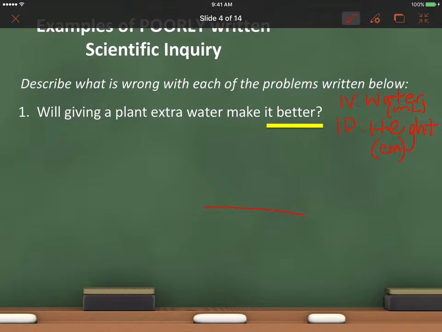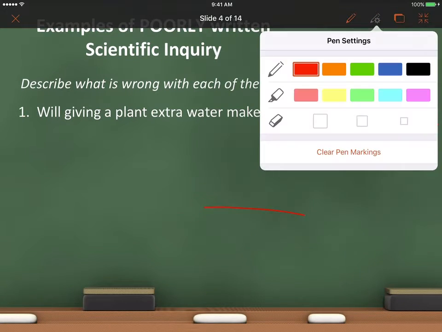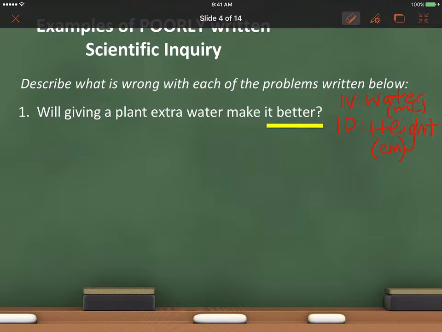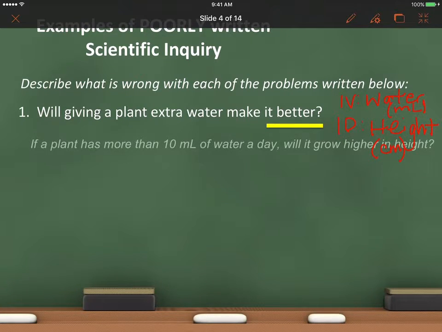Next one. Oh, I need to erase that. Okay, looking at our next one here. Let me give you an example: if a plant has more than 10 milliliters of water per day, will it grow to be higher in height? Awesome.